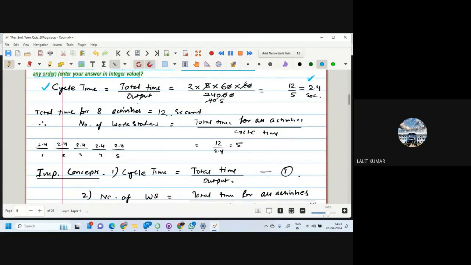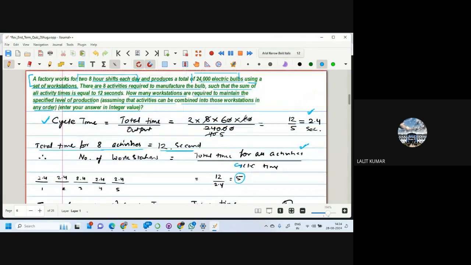Now it is also given that the total time to produce one bulb, which involves 8 activities, is 12 seconds. So the formula for number of workstations is total time for all activities divided by the cycle time. So this becomes 12 divided by 2.4. So your workstations will become 5. Okay. Is it clear again?